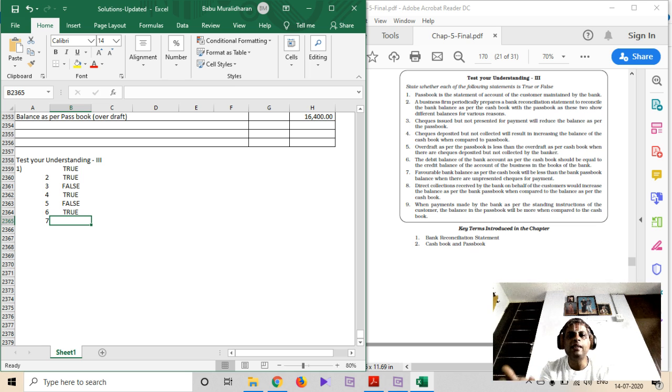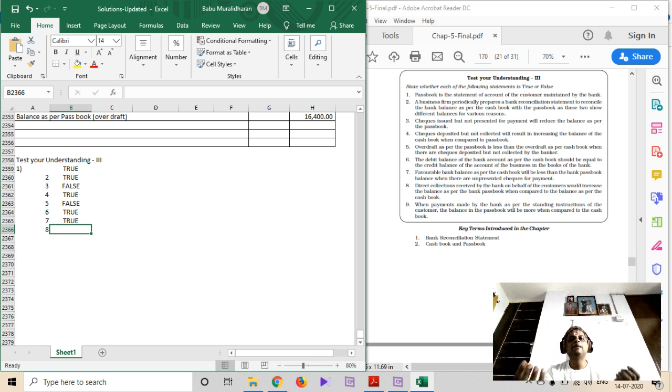Question 8. Direct collections received by the bank on behalf of the customer would increase the balance as per the bank passbook when compared to the balance as per the cash book. True. When the bank receives the money directly on behalf of the company from the customers, the bank will give credit to the account, right? So the favorable bank balance will be more than the balance as per the cash book. Once the bank intimates the company and the company accounts for it in their cash book bank column, till that time the bank passbook balance will be more.